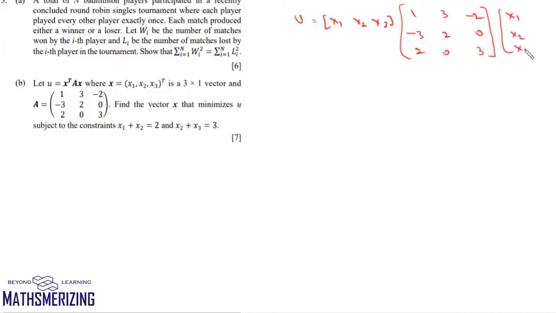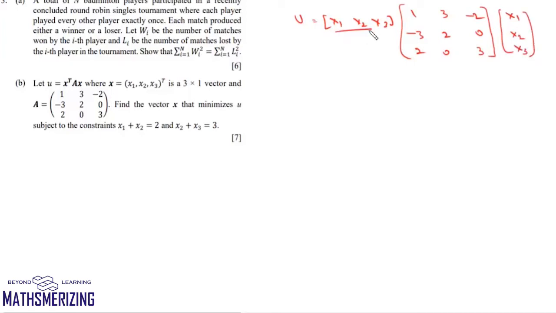Now part B is: let U equals x transpose A into x, where x is transpose of this row matrix x1, x2, x3. So we can write this U as x1, x2, x3 into A, and A is 1, 3, minus 2, minus 3, 2, 0, 2, 0, 3, into X, and X is this x1, x2 and x3.